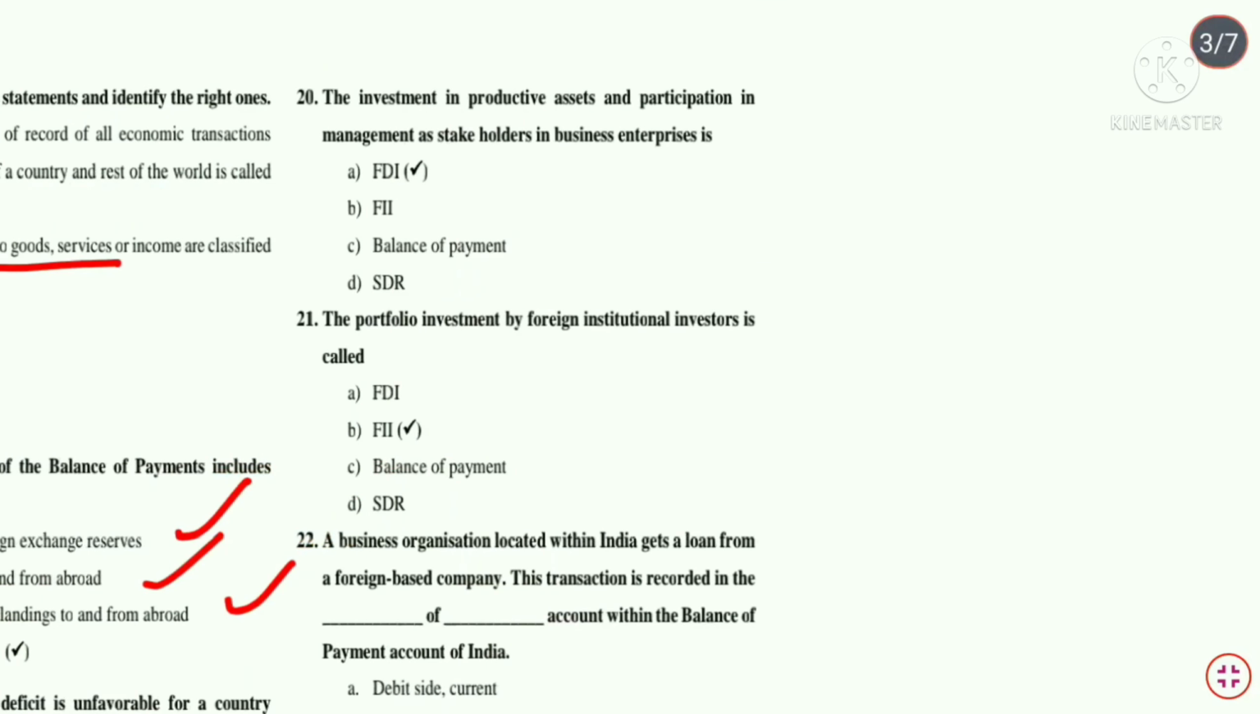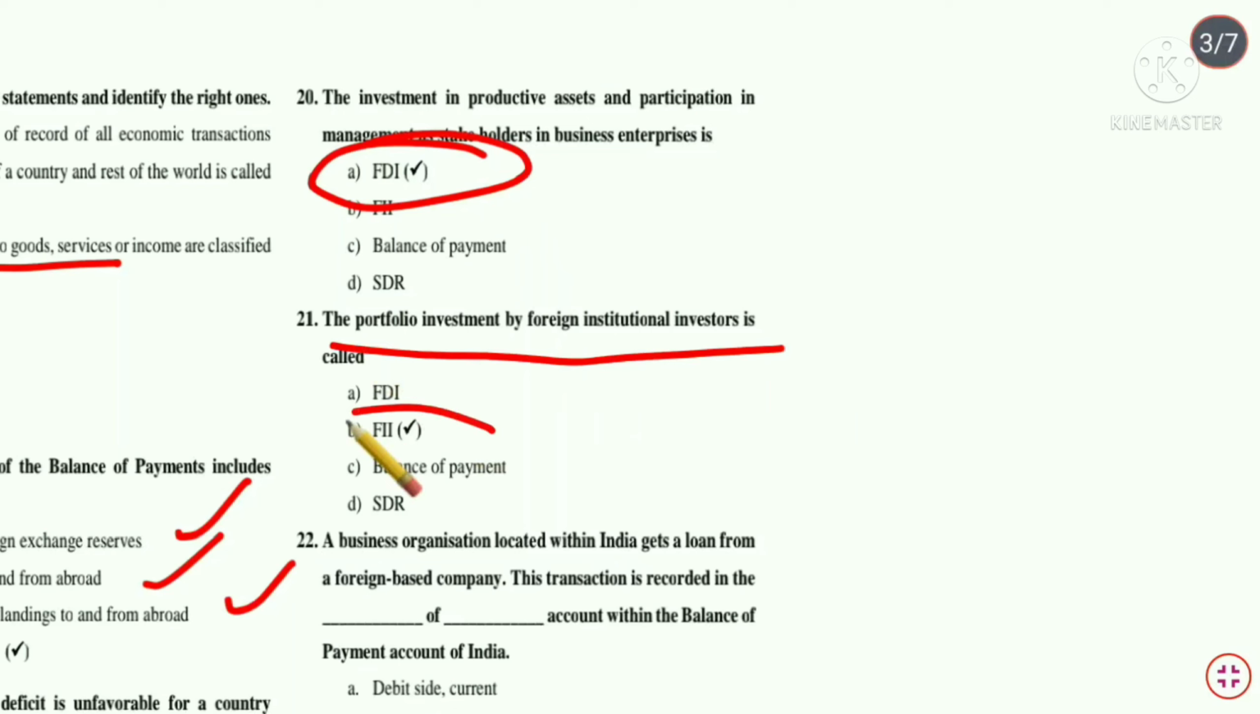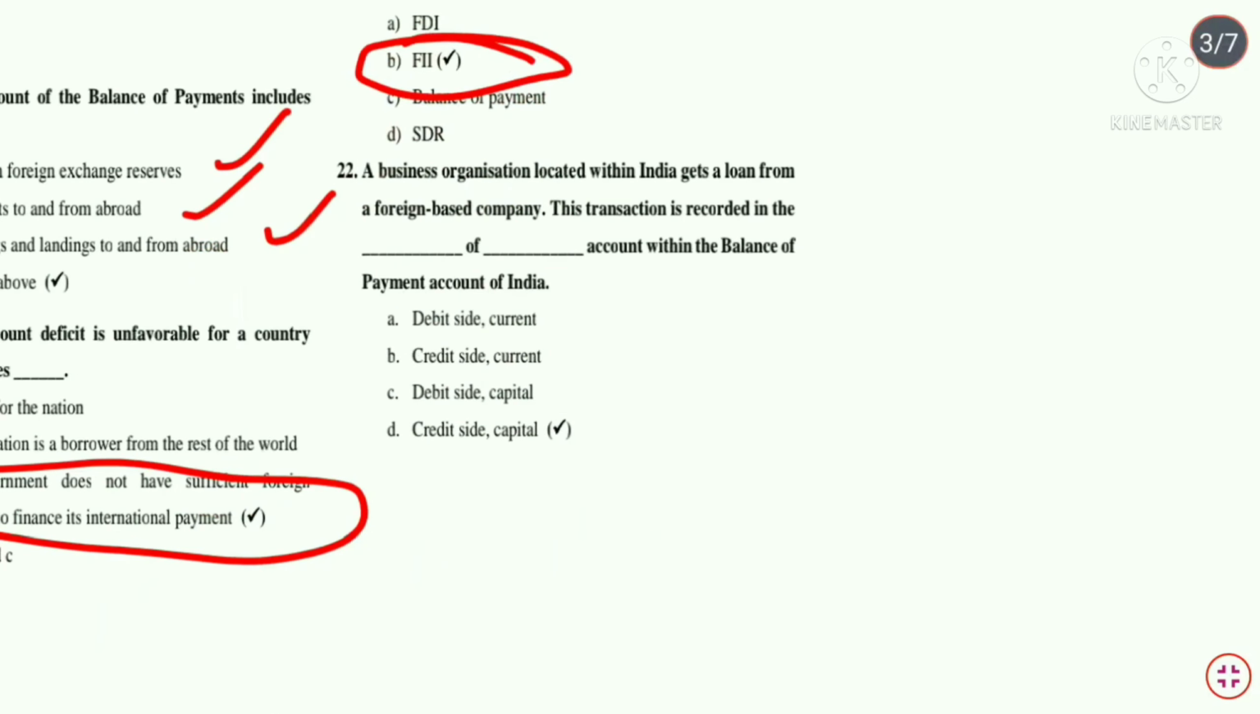Next question, that is the investment in productive assets and participation in management as stakeholders in business enterprises is, उसको हम FDI, that means foreign direct investment कहते हैं. Therefore option A is the correct answer. Next question, the portfolio investment by foreign institutional investors is called, उसको हम FII कहते हैं, यानी कि foreign institutional investment.